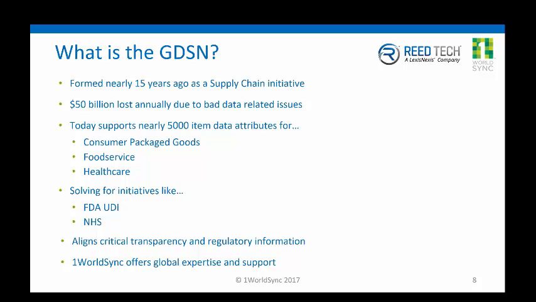The GDSN was formed nearly 15 years ago as a supply chain initiative, and it evolved extensively. Everything I described made it clear that there had to be a way to hold companies accountable for the data that recipients are asking for, and for how the transfer of that data was coming across along the supply chain. We realized that over $50 billion was lost annually, and that number can range from 50 billion to 100 billion, due to bad data-related issues.